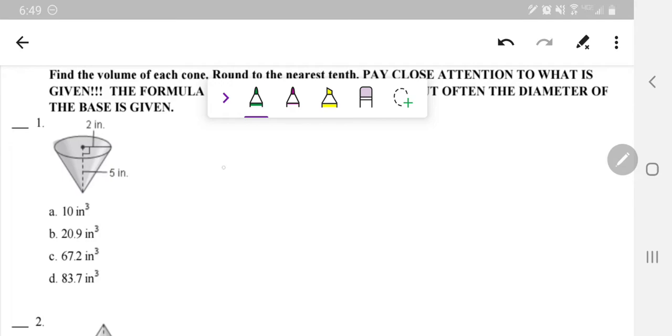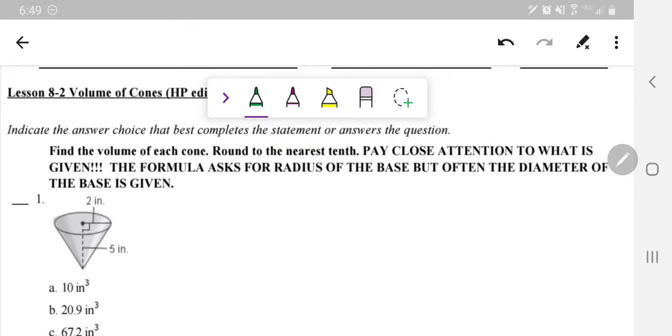Let's do this first one. Whenever you see a shape, well, let's just read what it's asking us to do. It's saying to find the volume of each cone. All right, so pay close attention to what is given. The formula asks for radius, and luckily this gives us the radius. So I always write the formula. Oops, I'm doing area, in 7th grade, so I started doing an A. Volume equals, and I'll look at my reference sheet.